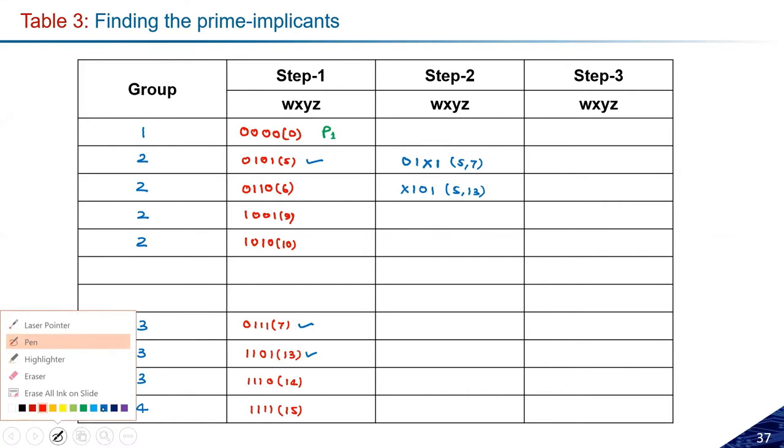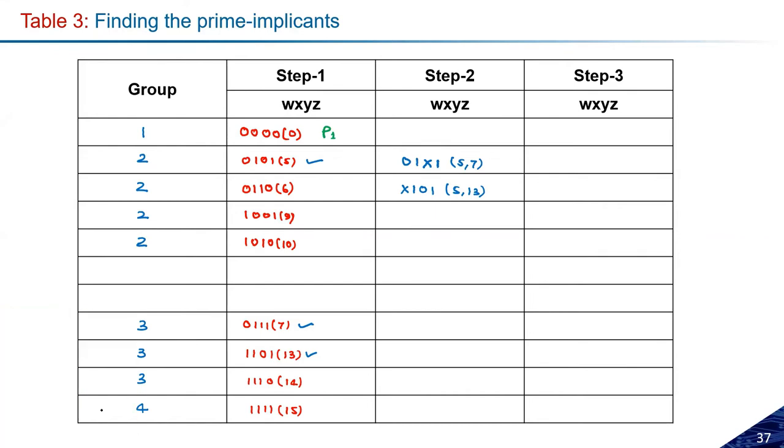Is 6 and 7 possible? Yes, sir. Yes, perfect. 6 and 7 is possible. So that will come like 0, 1, 1, cross, and the 6 and 7 group is possible. Is 6 and 13 possible? No, sir. 6 and 13 is not possible. Is 6 and 14 possible? Yes, sir. Yes, 6 and 14 is possible, and that will come like cross 1, 1, 0. So this is the group 6, 14.